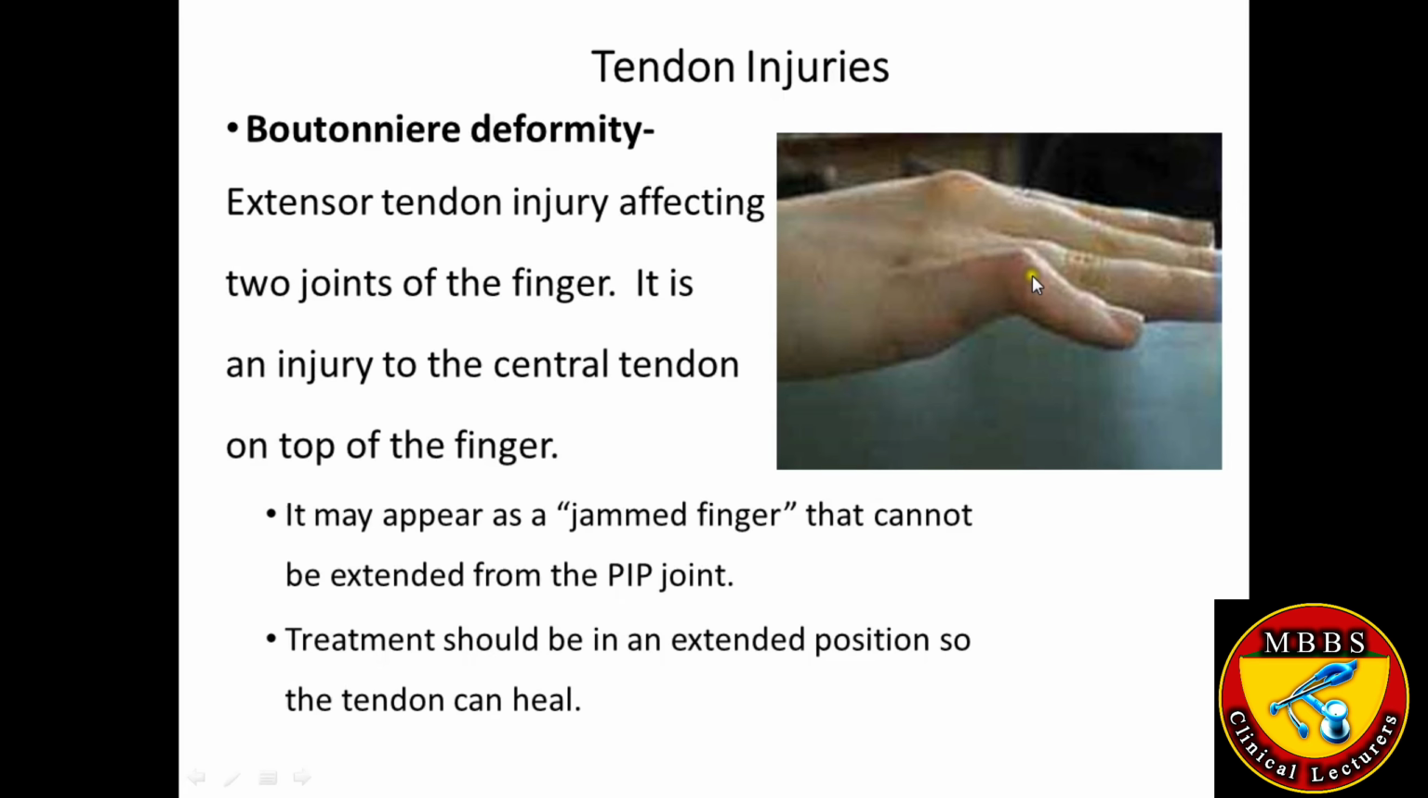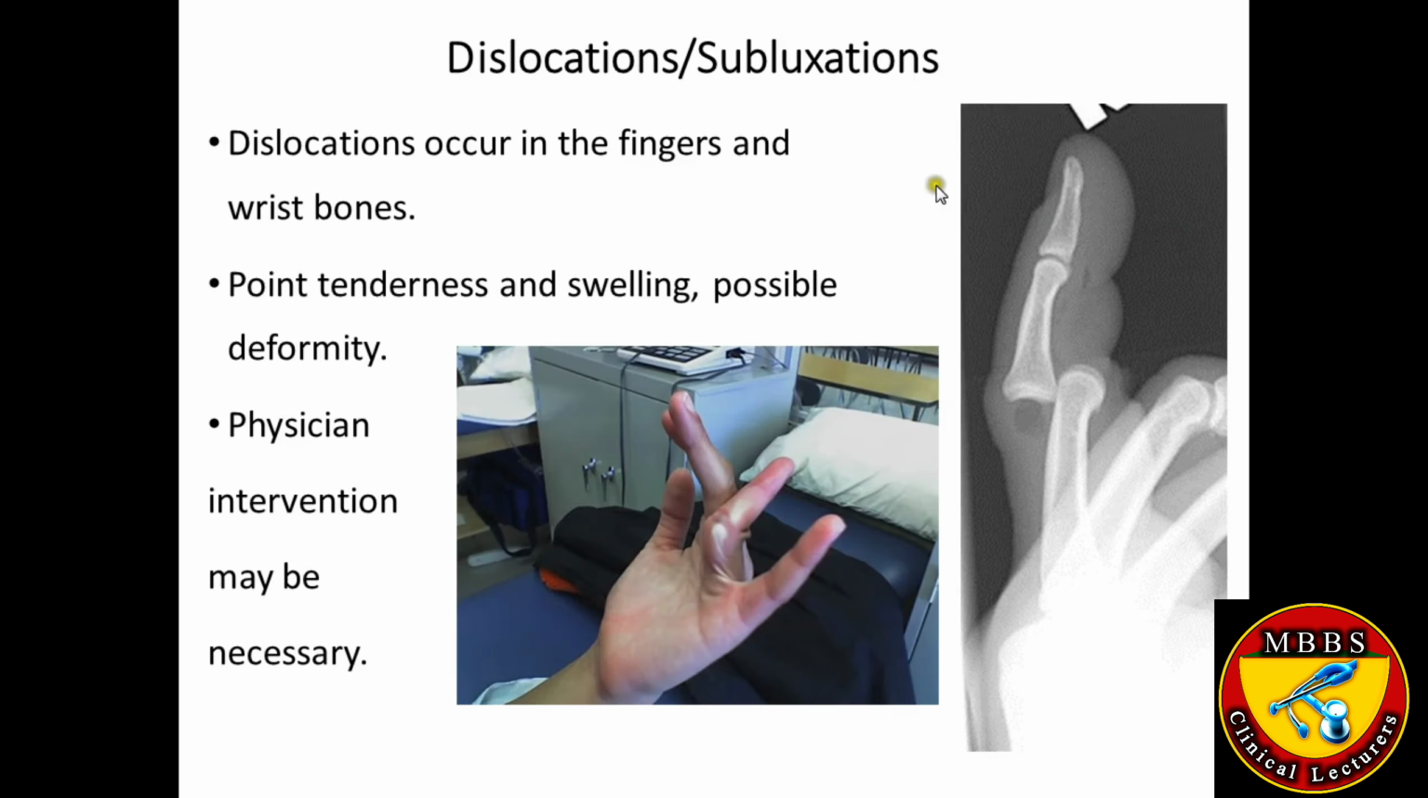You can see over here, there are two fingers affected in this one. And a jammed finger extends from the proximal interphalangeal joint, and treatment should be in an extended position so the tendon can heal. This extended position for 3 to 6 weeks is required. Then the dislocation or subluxation.